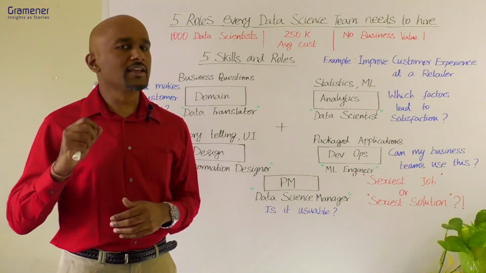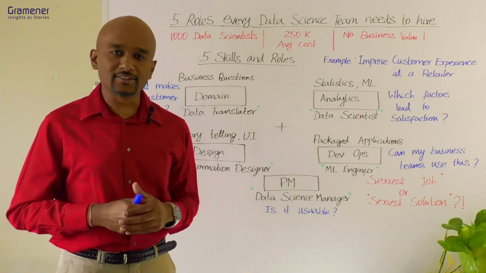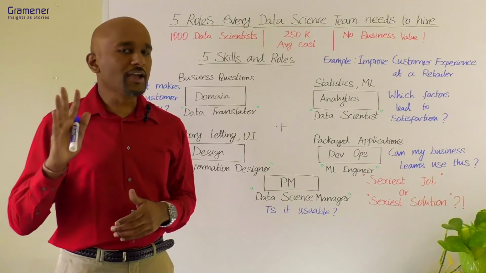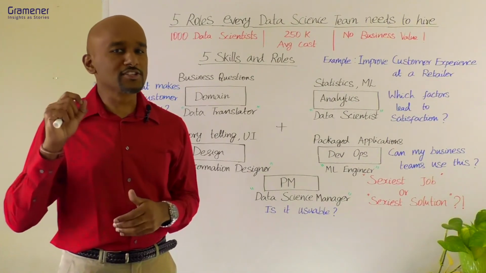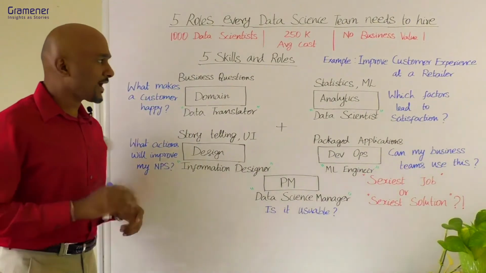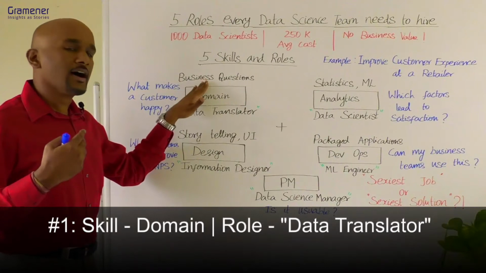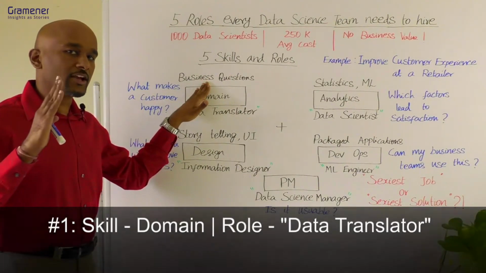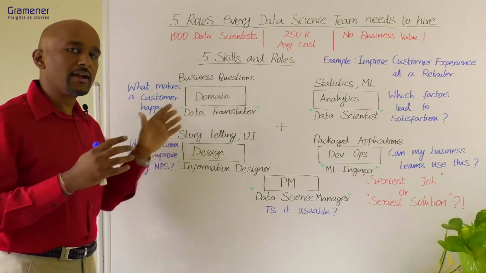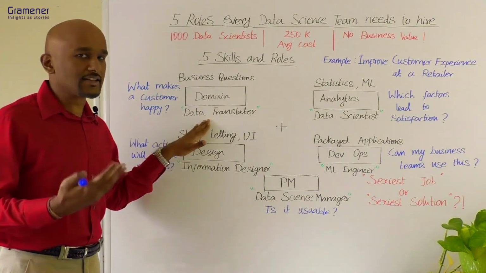A top question I get from technology leaders is, how do I hire the best data scientists? I tell them that you need 5 roles in your data science team, not just this one specific role. So here are the 5 skills and roles you need. Number 1 is that of a domain specialist. Asking the business questions, finding out the right business problem to solve, and translating the business problem into a data problem. That is the role of a data translator.